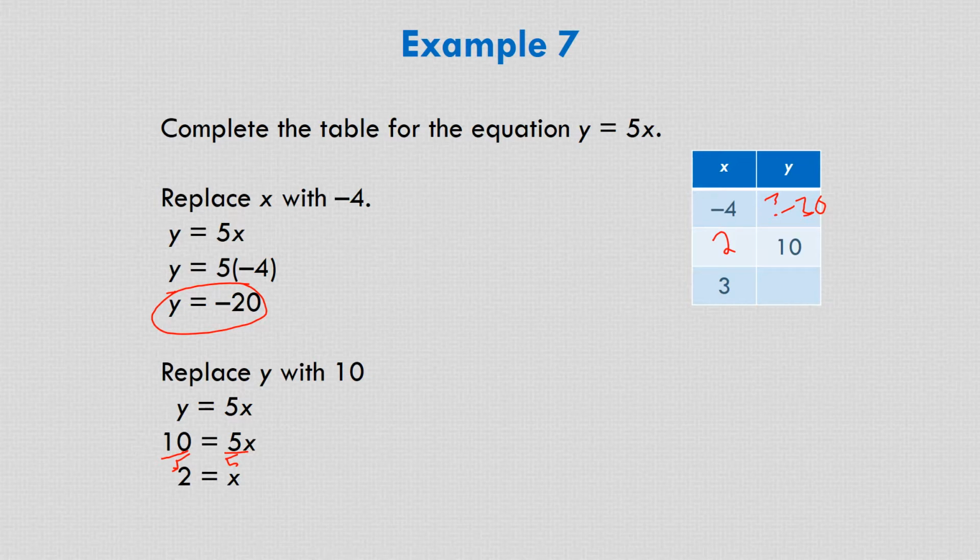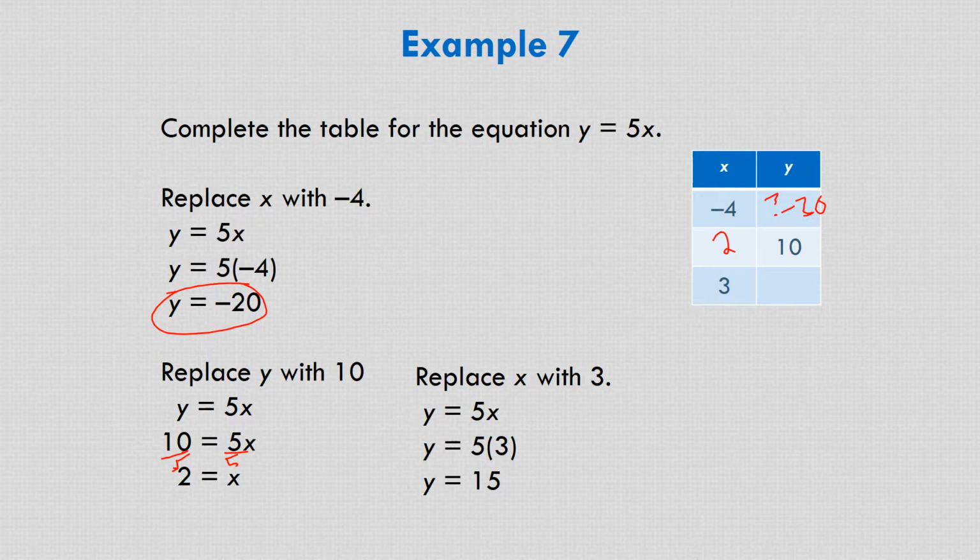And then last but not least is 3. I plug 3 in for x. And when I plug 3 in for x, I simplify it. 5 times 3 is 15. So my missing number here is 15. Ta-da! You filled in the table.